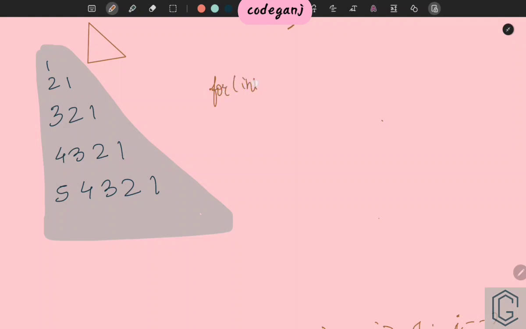For int i equals to, from where am I starting? I am starting from 1, the first row, second row, third row, fourth row, fifth row. There are 5 rows. i less than equals to 5, i plus plus, because i controls your rows. How many rows do I have to print? 5 rows, and my row printing will always start from 1. Cool.